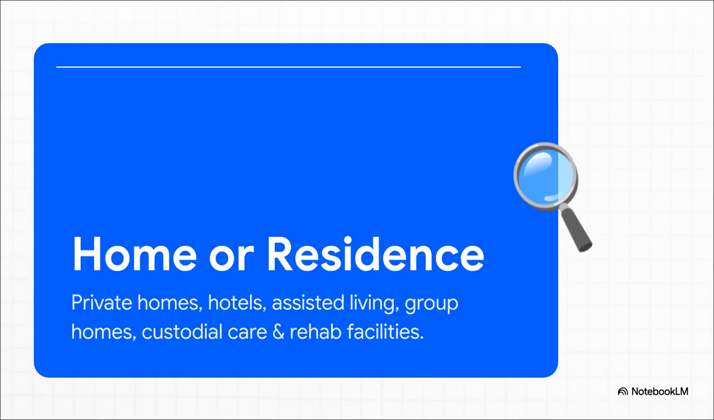Yes, obviously it includes private homes, but it also covers temporary lodgings. We're talking hotels, hostels, and even, get this, cruise ships. It also extends to assisted living facilities, group homes, custodial care facilities, and residential substance abuse treatment facilities. All of these are billed using the exact same code set.